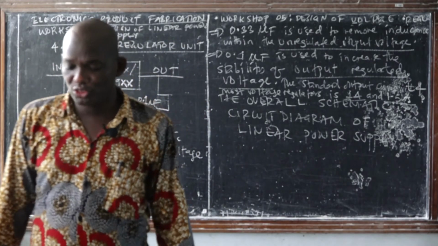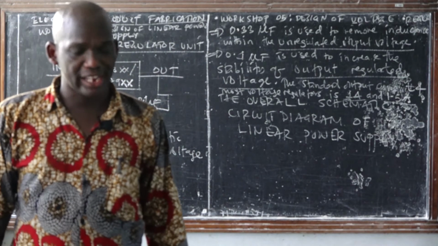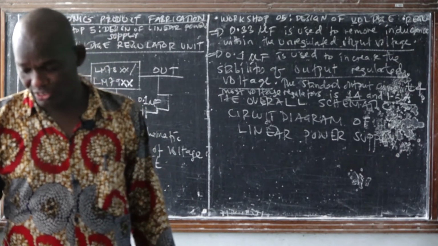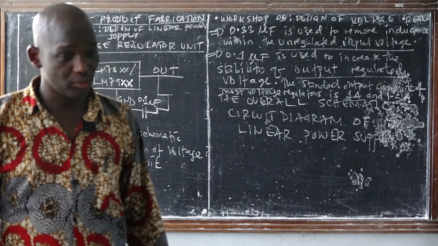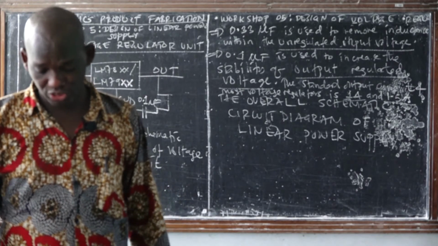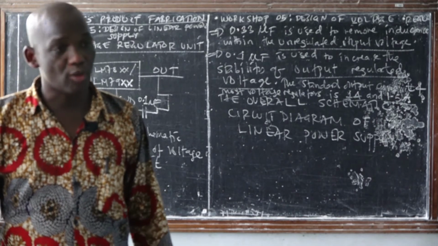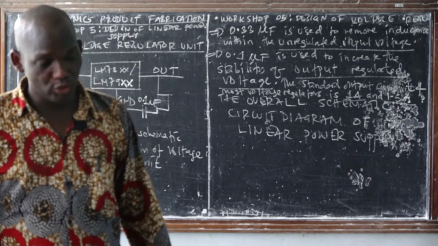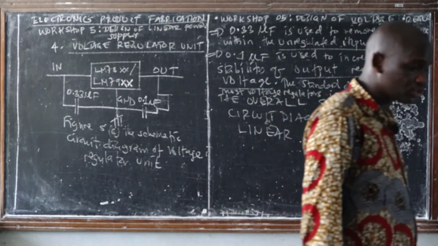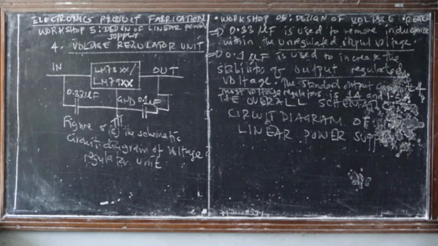Where will you know this information? Whenever you buy any voltage regulator, you have also to refer to the manufacturer's data sheet of that voltage regulator. Next time I will teach you about data sheets and how you can read and extract the information, because the data sheet can give you more information about any electronic component or any electronic device.